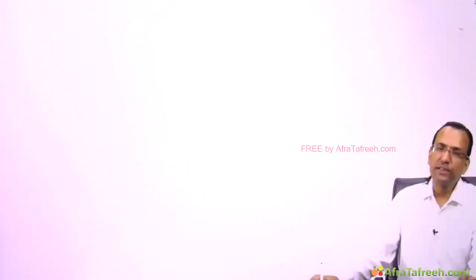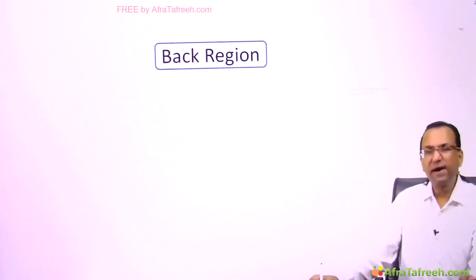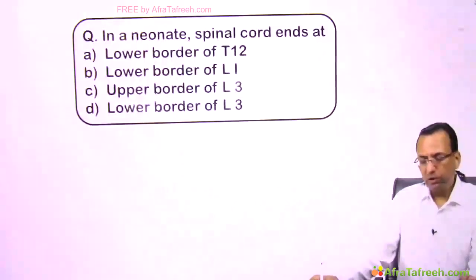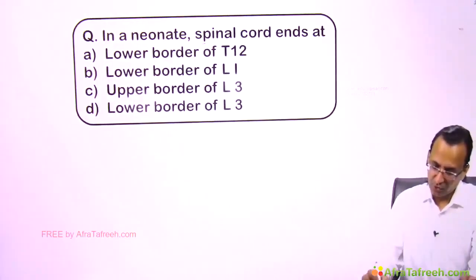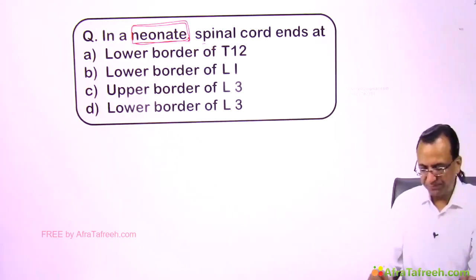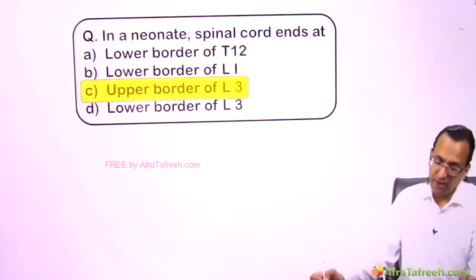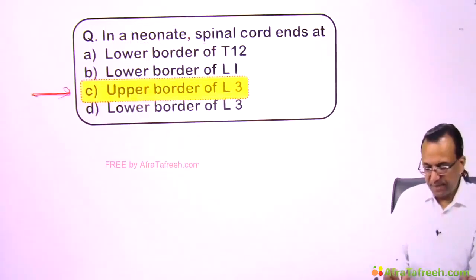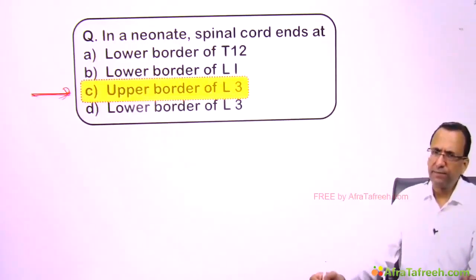The next region is the back region, and one question has come asking the termination of spinal cord in a neonate, a baby at birth. So what do you think could be the answer? It is the upper border of the L3 vertebra, and it will take some time to reach the adult level. Then what is the adult level?